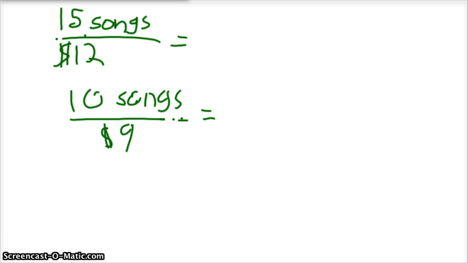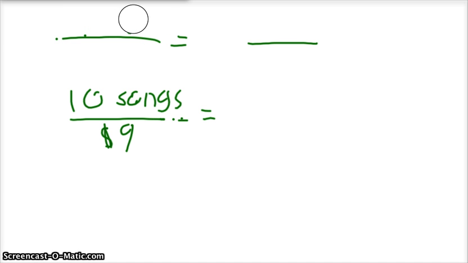So we're gonna have our, oh no! I made a mistake. I got our denominators and numerators mixed up. Alright. So we're going to put our 12 bucks up here. My bad, because we want it per song. We want our song to be 1 at the bottom. So we got 15.